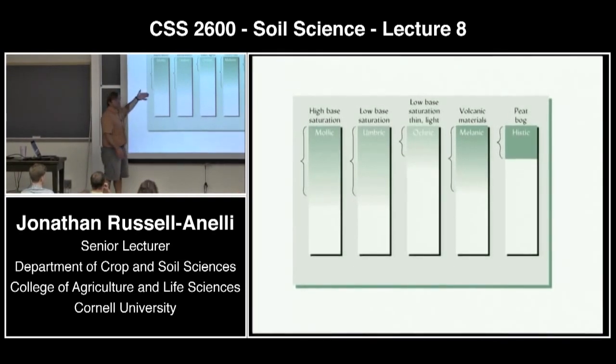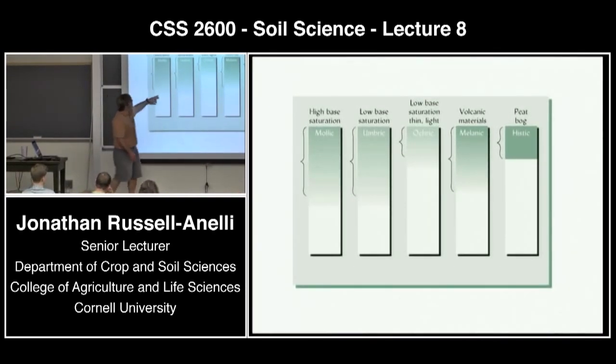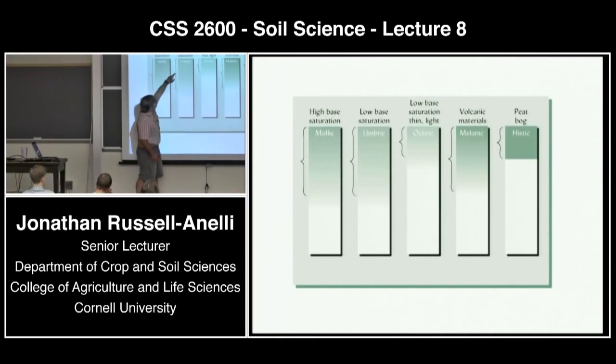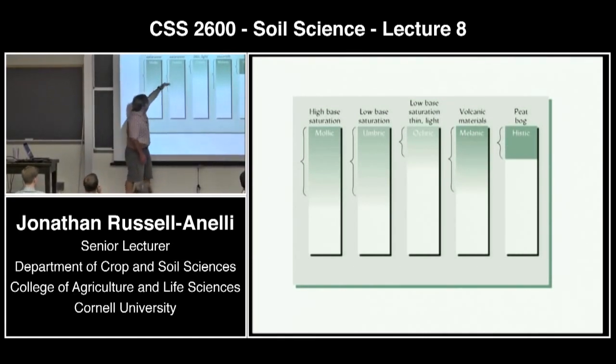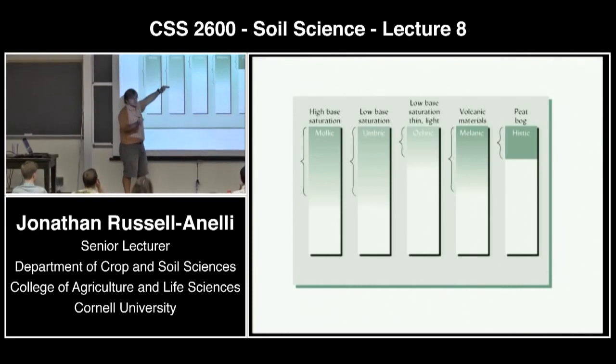Okay, the bracket basically means how deep this material is, but you can notice in some of these, like the umbric and the mollic, when you get down to this end, it's not as dark as up there. But this is the depth of that diagnostic horizon, the epipedon in this case.